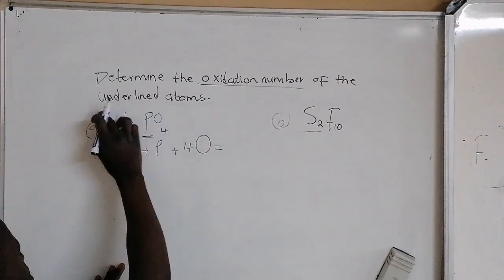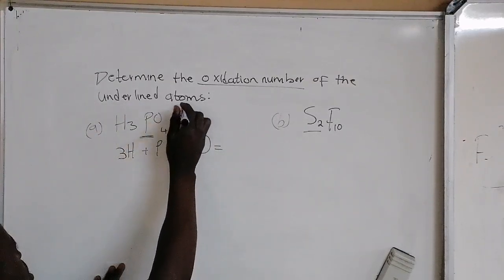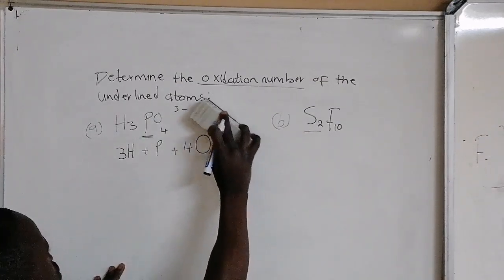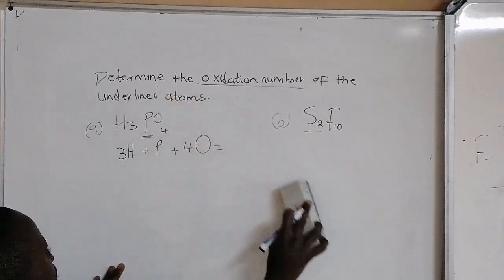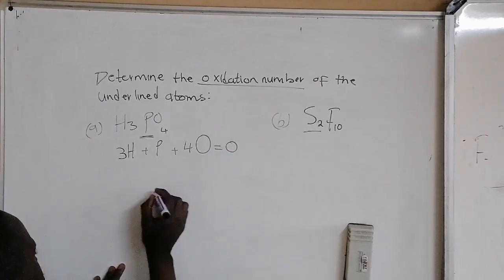our net charge. Since it is not written there, or if it was negative 3, or 3 minus, we would say the net charge is negative 3. But now since we are not given the net charge, we say the net charge is 0.